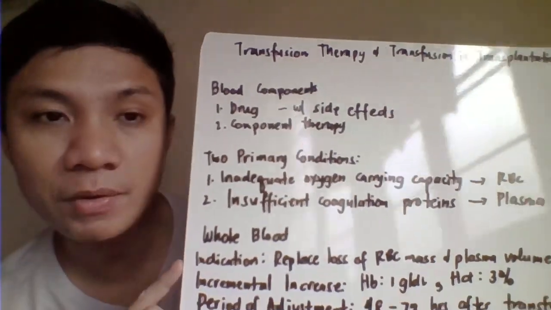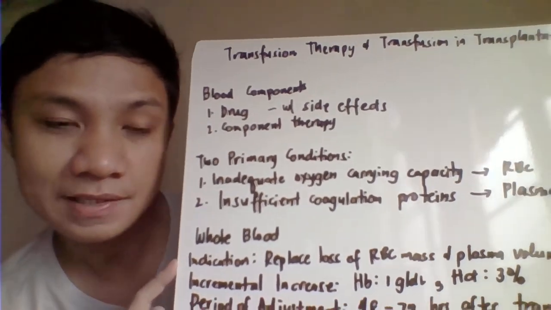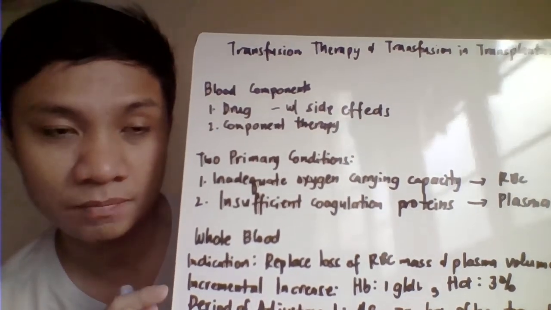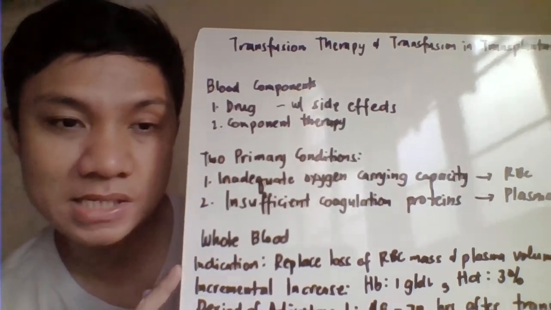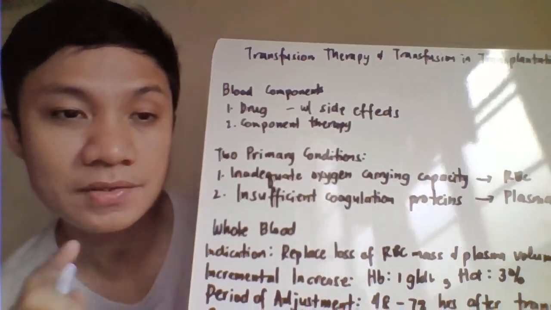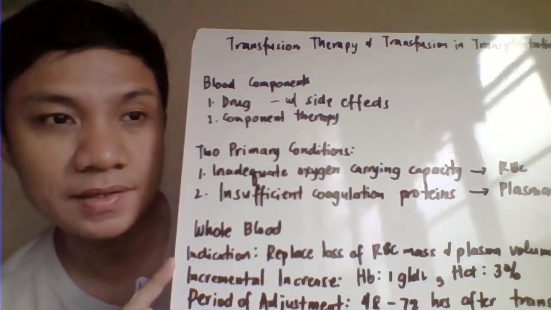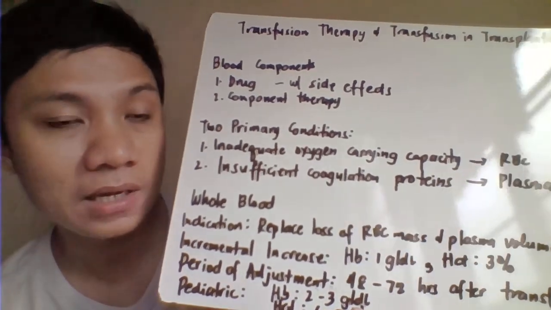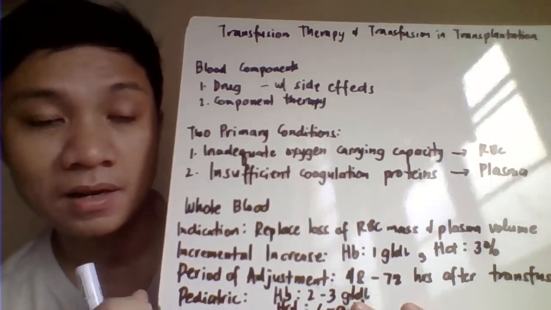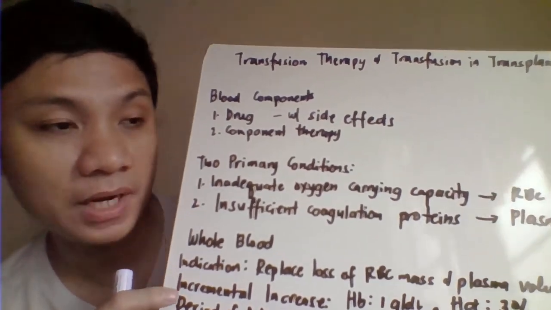Okay, for today we're going to discuss transfusion therapy and transfusion in transplantation. This topic will cover the different blood components and their indications as to where they are being used. And of course, we're going to discuss the expected outcome, or the incremental increase for each unit of blood when the recipient is given that particular blood component.